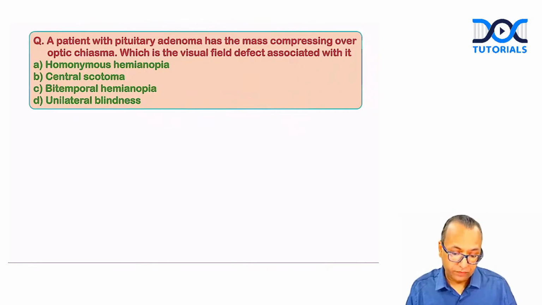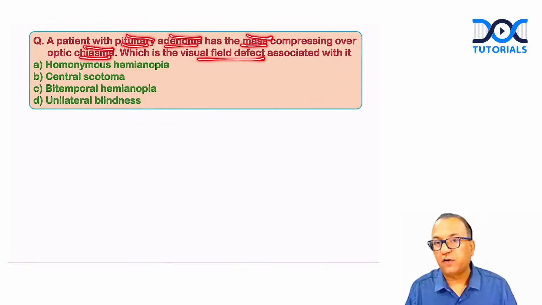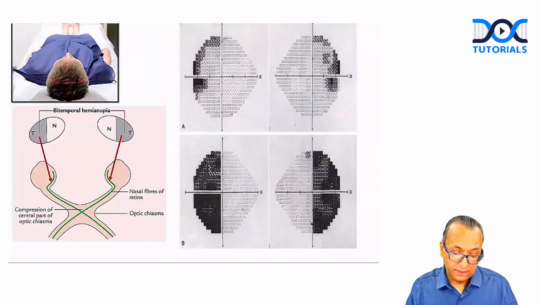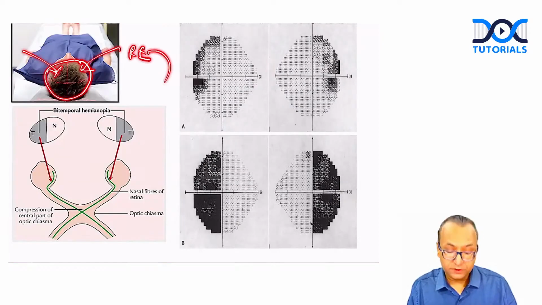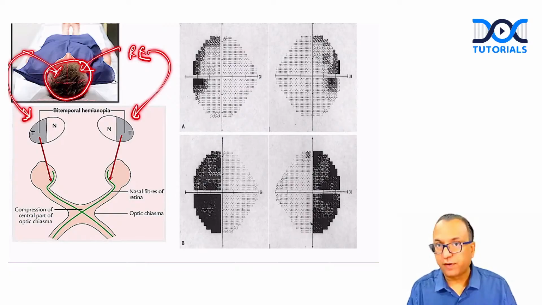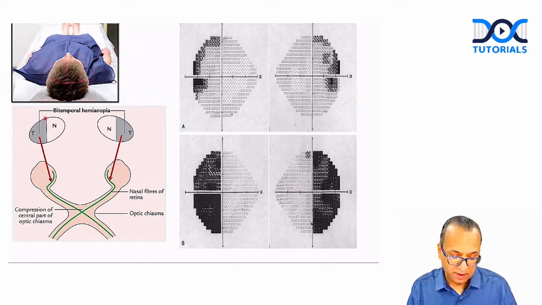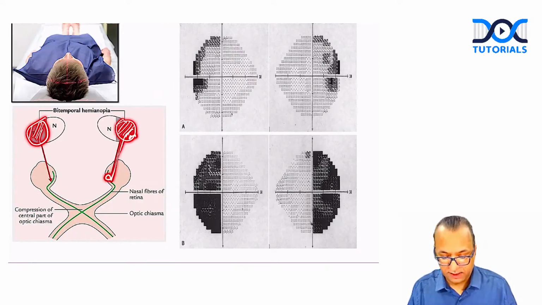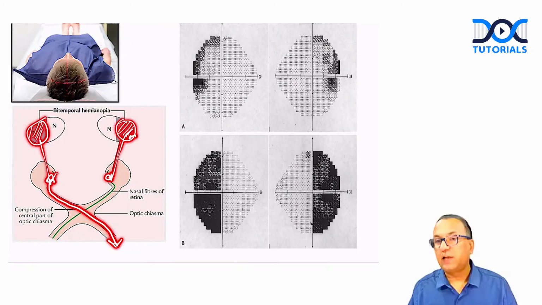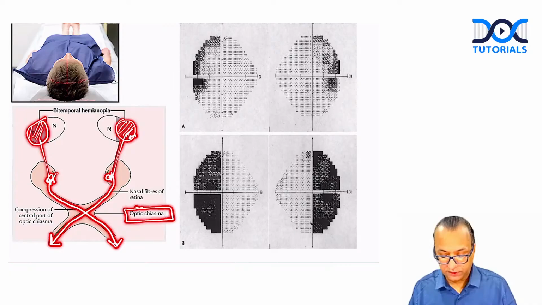Now, moving on: a pituitary adenoma mass compressing the optic chiasma. What kind of visual defect will you get? Looking from the superior view, this is the right eye and this is the left eye. It is understood that the peripheral or temporal vision fibers reach the nasal retina, and they cross in the optic chiasma to reach the opposite side brain.